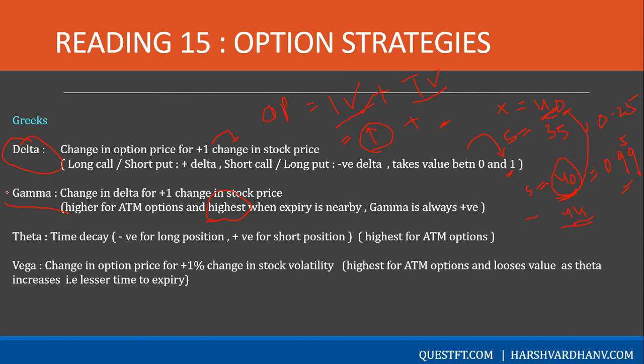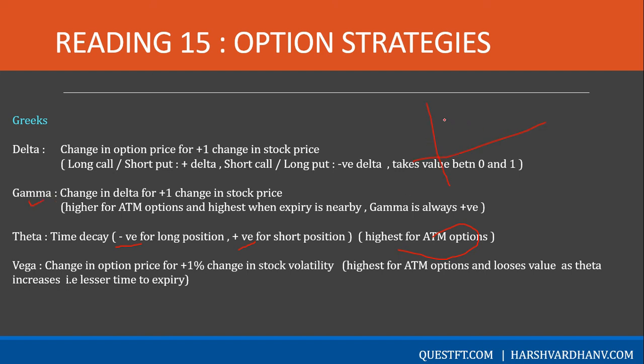When the delta cannot change, the gamma cannot change because it is a change in delta, hence gamma is the highest. Gamma is always positive, yes, because it's the change in the delta, and delta is measured in positive value. Okay, and theta, we all know, is the enemy of the buyer of the call option. So it's negative for long option and positive for short option, highest for ATM options for the same reasons.